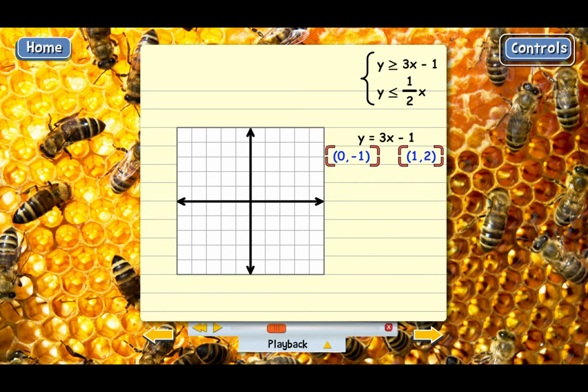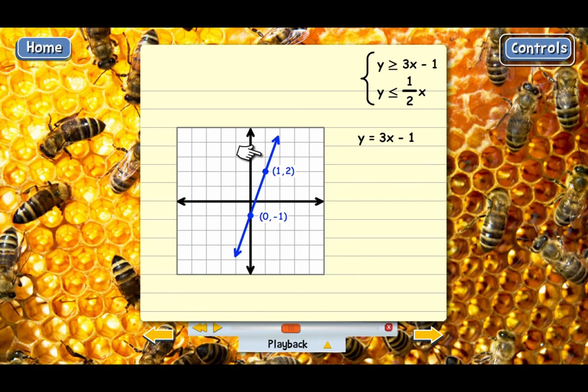Now that we have these 2 points, we're going to plot them on the coordinate plane and then connect them. It's important to note that we're going to connect them with a solid line, because the inequality we're representing here is greater than or equal to. Remember, when we graph inequalities, if we just have less than or greater than, we use a dashed line to show that the points located on that line cannot be solutions to the inequality. But in this case, we have greater than or equal to and less than or equal to, so we're going to use solid lines for each of them to show that the points located on those lines can be included in the solutions. So now let's plot these 2 points and connect them with a solid line.